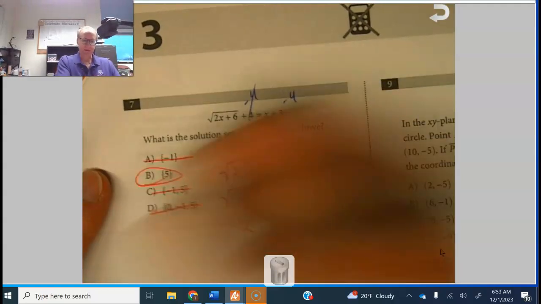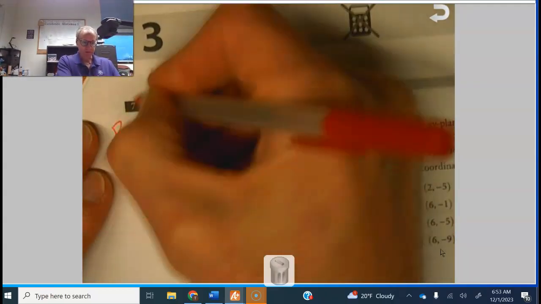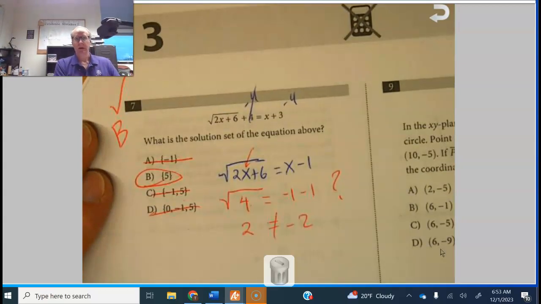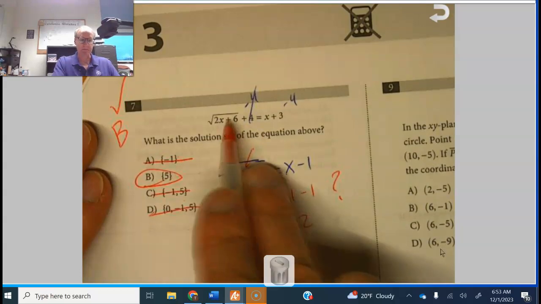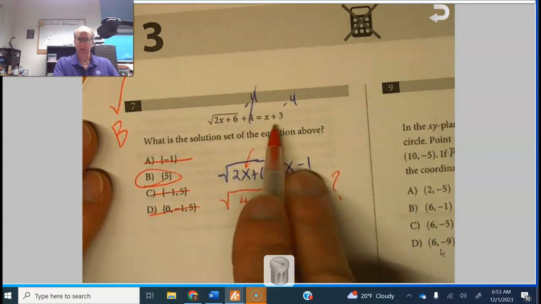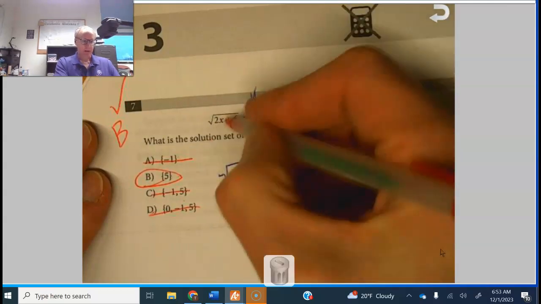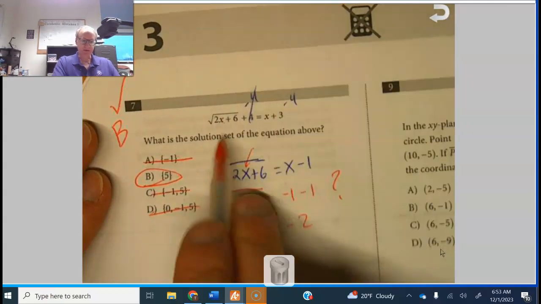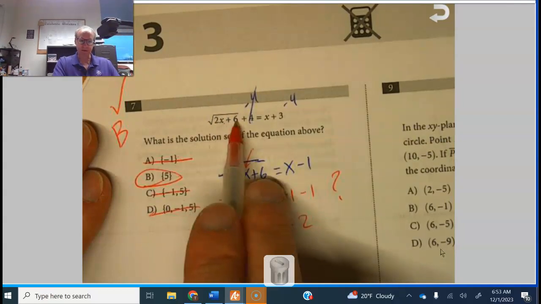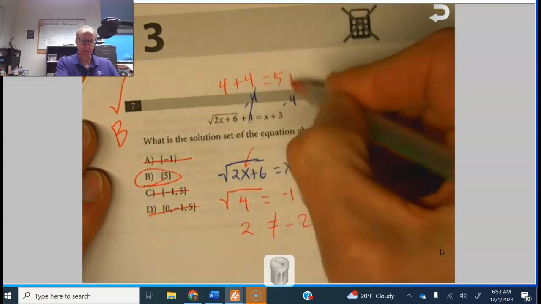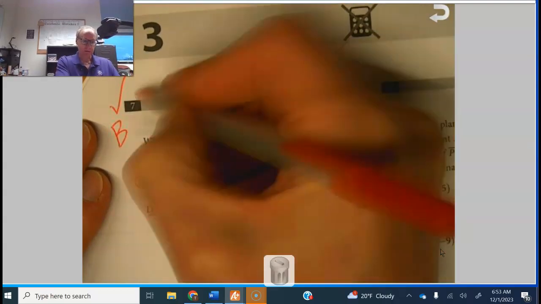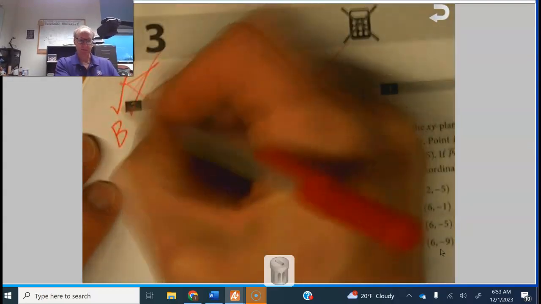That only leaves me one solution. And what I'm going to do is put a little check mark next to it. Now, I could come back and put 5 in and make sure that it makes it true. Let's see if 5 makes this true. If I put 5 in the original equation, I get the square root of 16, which is 4, plus 4. And is that equal to 5 plus 3? And it is. I've double-checked it. I am absolutely sure.